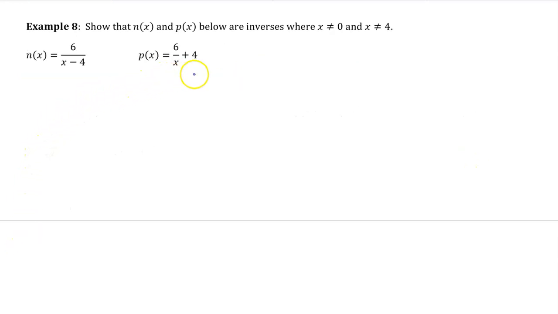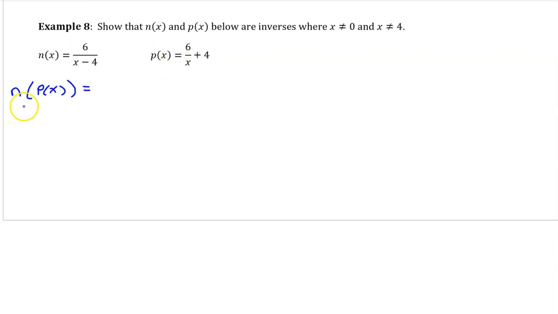Example 8. Show that n of x and p of x below are inverses, where x does not equal 0 and x does not equal 4. We had to include the restriction x cannot equal 4, because if x equals 4, you get 4 minus 4, which is 0. Now you're dividing by 0, which is not allowed. Of course, x could not be allowed to be 0, because we have 6 divided by x, and 6 divided by 0 is undefined.